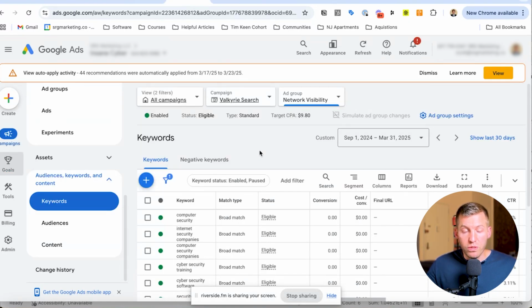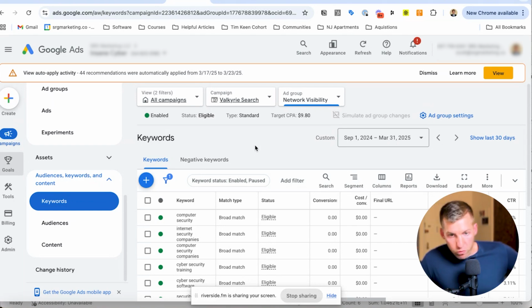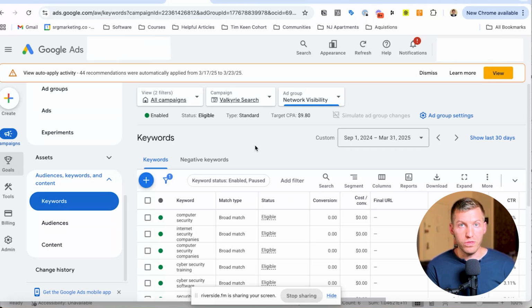The next thing I would do is evaluate the keywords they're bidding on. The type of keywords that we want to bid on for B2B companies are high intent niche keywords. High intent keywords are keywords that indicate that someone is actively looking to evaluate or purchase a software solution or work with a company. So basically these keywords typically have words like company, software, platform, app, services, vendors. People are actually searching for someone to help them with a problem they're having.